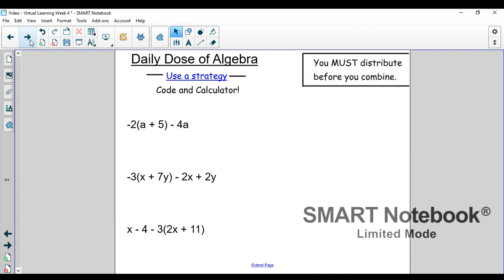All right, so that ends our warm up for today. Next thing you're going to see in your notes is going to be your daily dose of algebra. Again, I would pause the video at this time, solve these three problems by distributing and combining like terms. When you're ready to go over it, unpause the video and I'll be here.